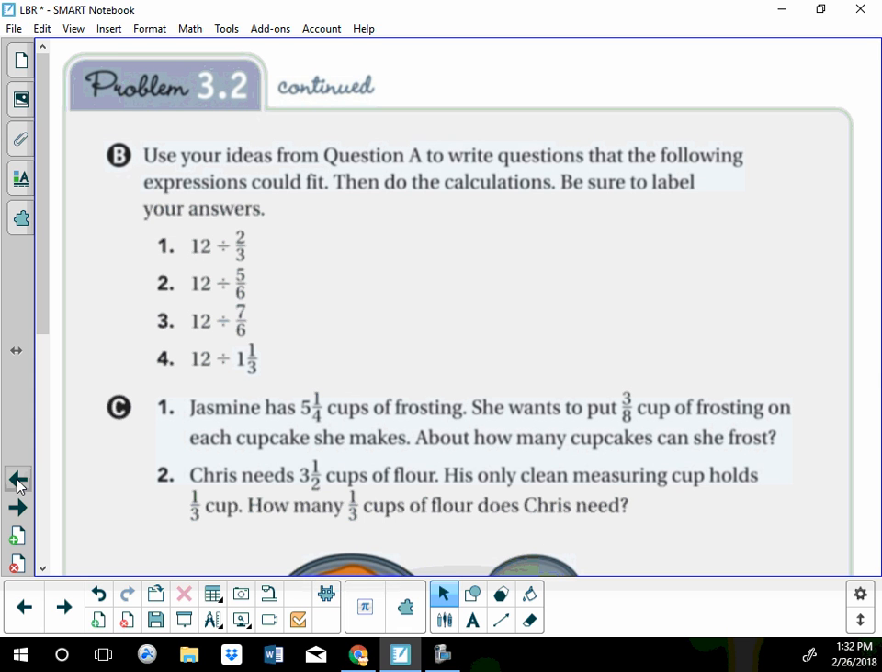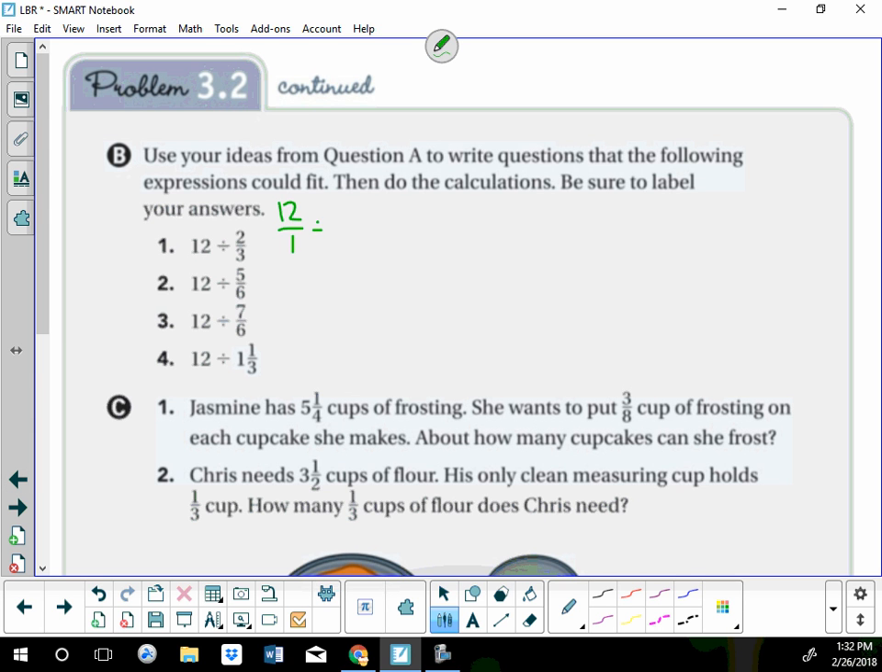So here's my example problem for you. I have 12 bananas, I don't know, maybe for ice cream sundaes or something. And I am going to give each person 2/3 of a banana. How many people can I serve? So, I have 12 bananas divided into groups that are the size of 2/3.